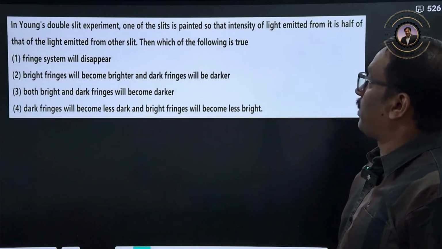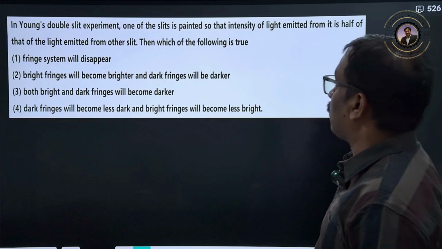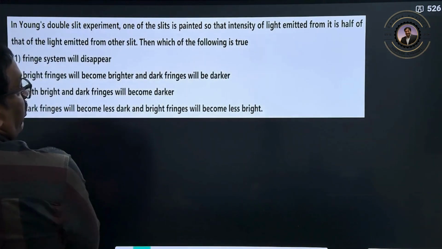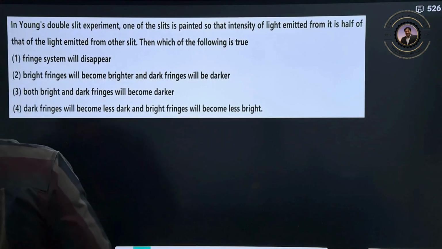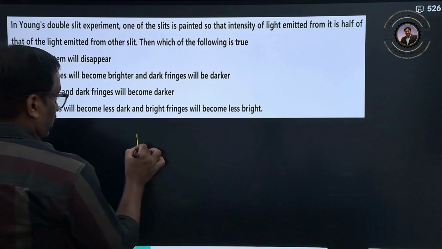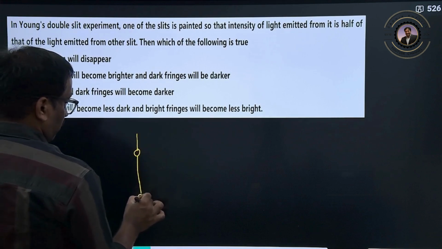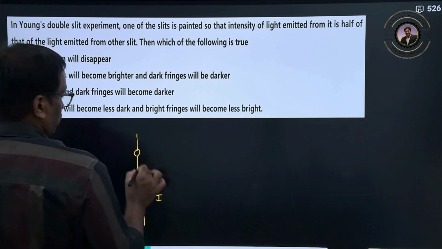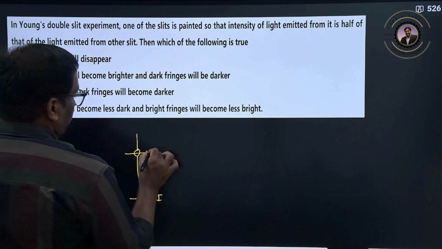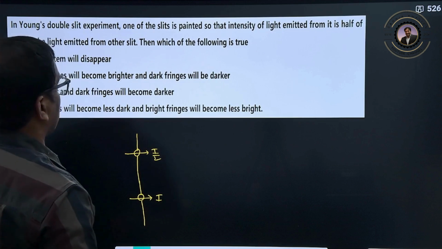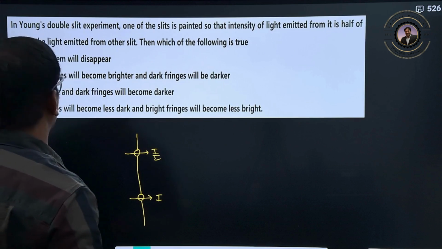In Young's double slit experiment, one of the slits is painted so that the intensity of the light emitted from it is half of the light emitted from the other slit. So from one slit the intensity is I, and from the other it will be I by 2. Which of the following statements is true?